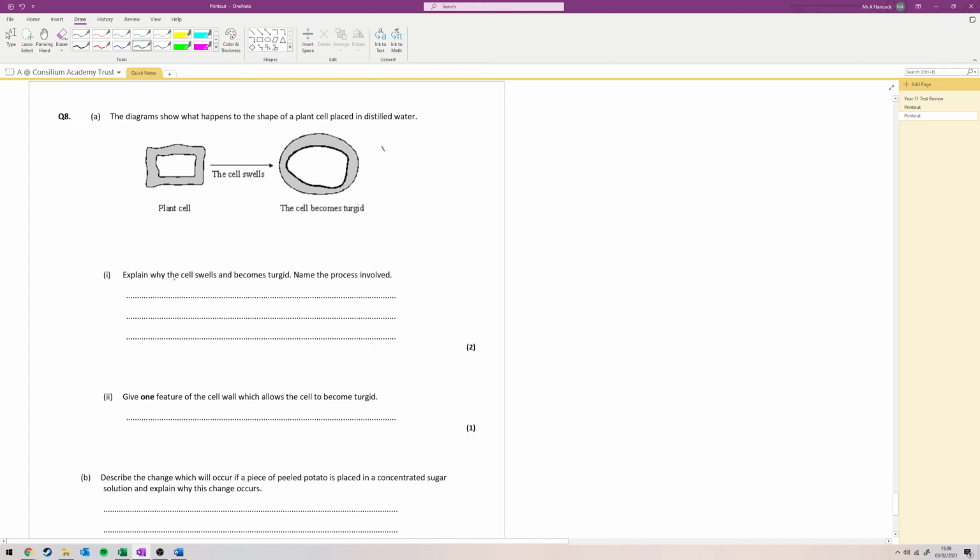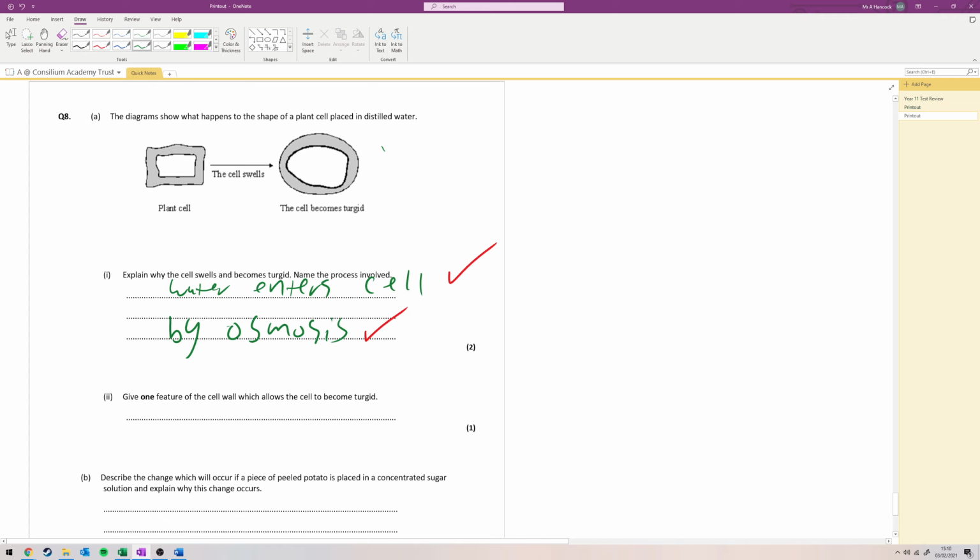Explain why the cell swells and becomes turgid. Name the process involved. Well, why does the cell swell? Because water enters the cell. So water enters the cell. And what process is that? That is osmosis. So we've got 1 mark for that, 1 mark for that. So if you just said osmosis, you get a mark.